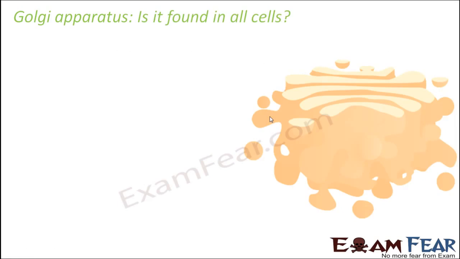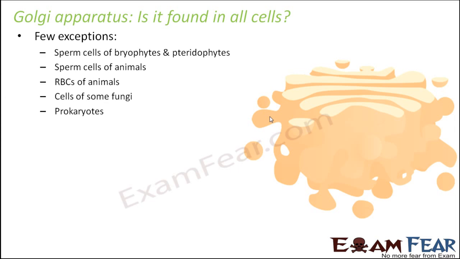So now the question is, is it found in all the cells, or is it found in certain cells and not found in some other cells? There are a few exceptions to the cells where they are not found. Even though in general they are found in all plant and animal cells, there are a few exceptions to it. And the exceptions are sperm cells of bryophytes and pteridophytes, sperm cells of animals, RBCs, that is the red blood cells of animals, cells of some fungi and prokaryotes. These are some of the cells where Golgi bodies are not found.